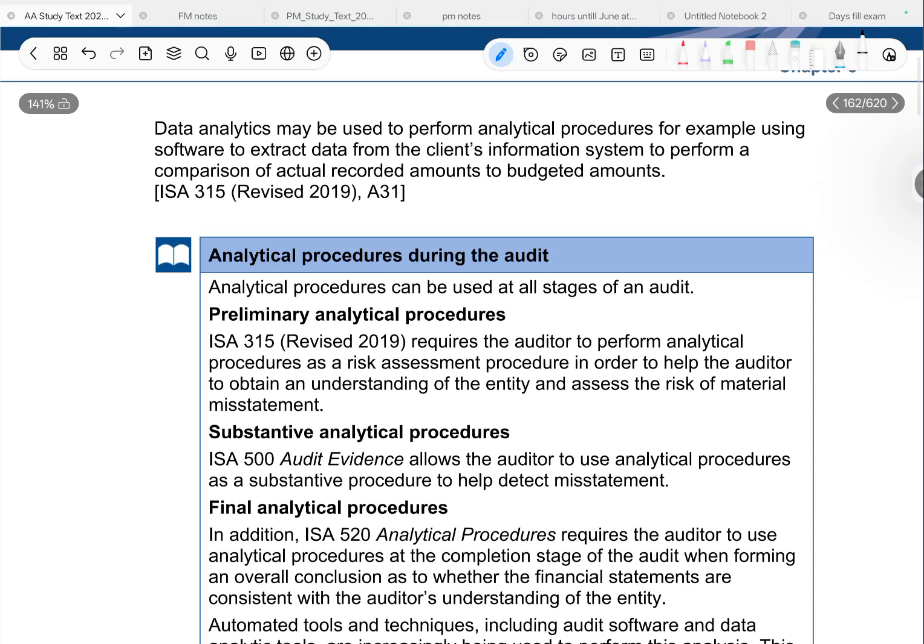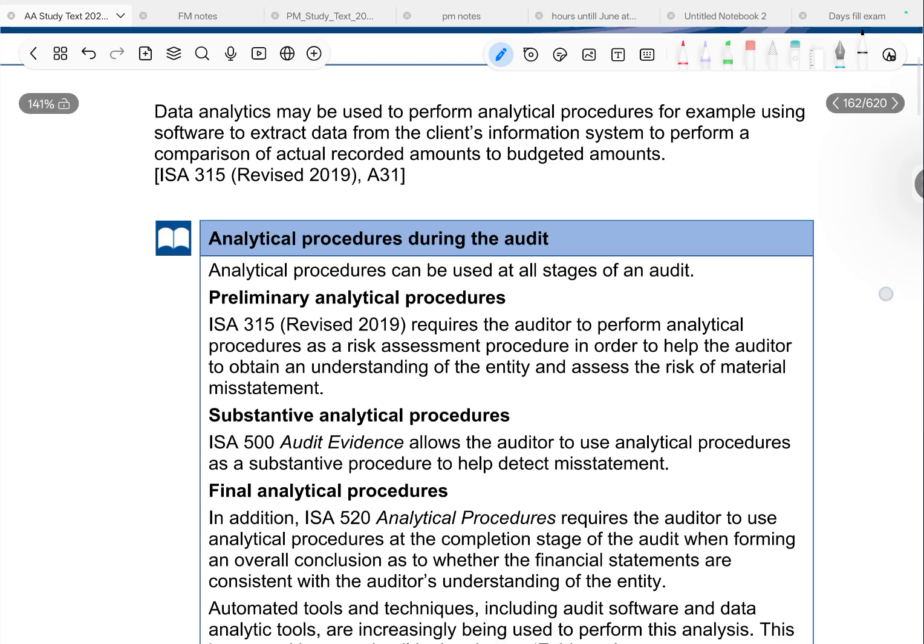Data analytics can be used to perform analytical procedures. For example, audit software can extract data from the client system and compare actual results with budgeted figures. Analytical procedures are used at all stages of the audit.